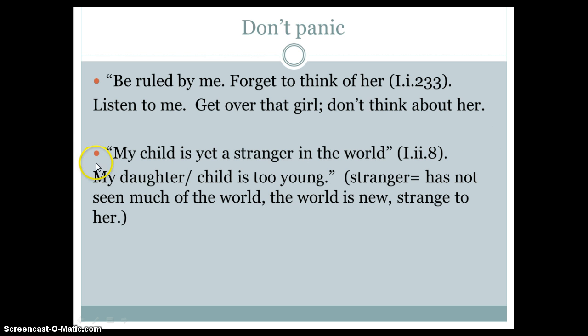Next one, down here, so I should point. "My child is yet a stranger in the world." My daughter is too young. Stranger, you know what that means? Has not seen much of the world. The world is new, strange. Stranger to the world, young.